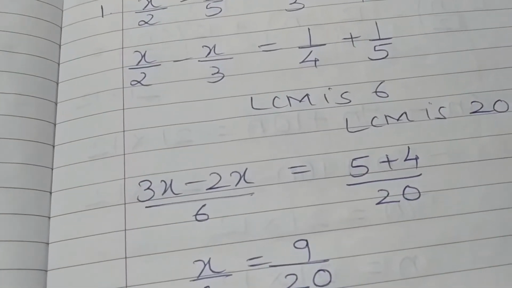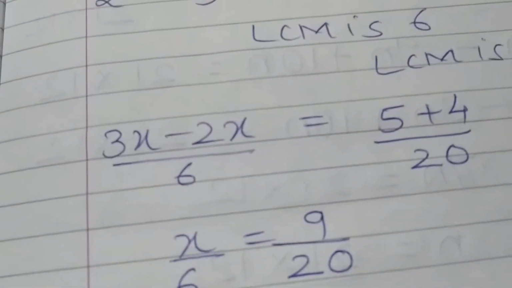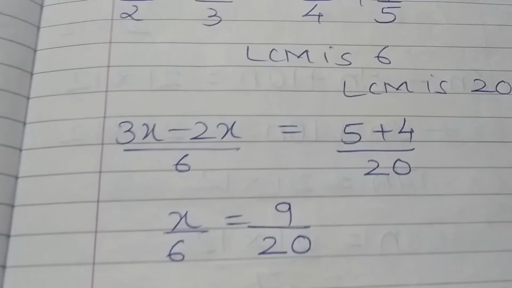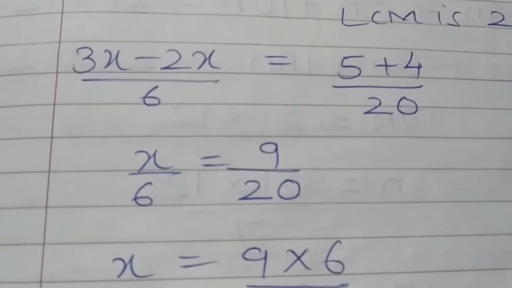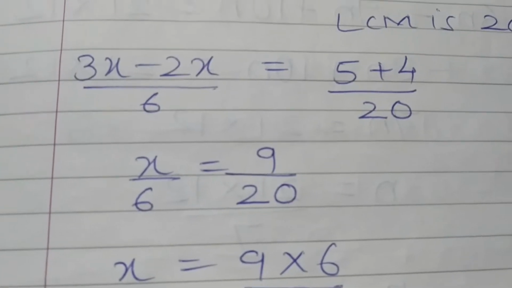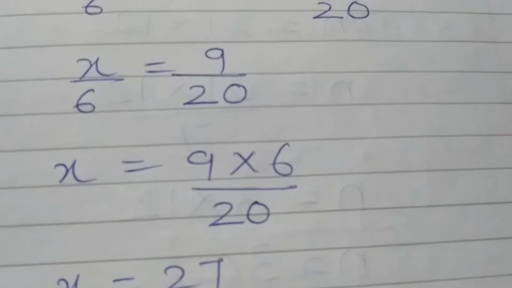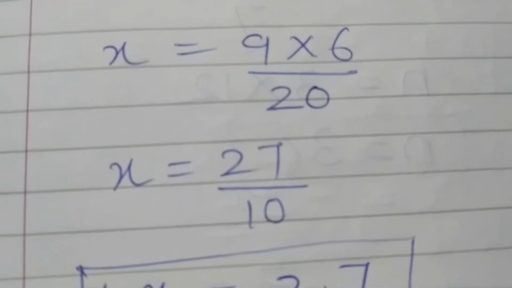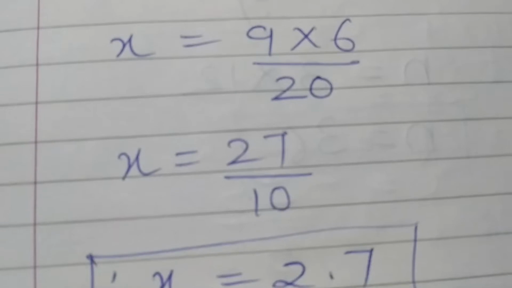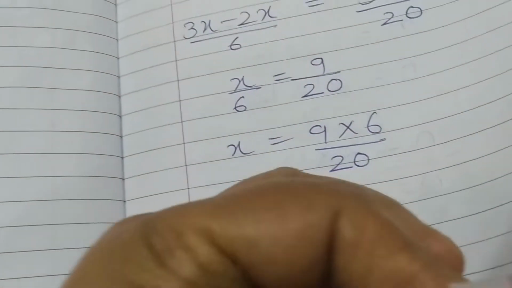So we get 3x minus 2x upon 6 equal to 5 plus 4 upon 20. Solve it. x upon 6 equal to 5 plus 4 is 9 upon 20. So x equal to 9 into 6 upon 20. Cancellation. x equal to 27 upon 10. So the answer is 2.7. Now we go to the next one.